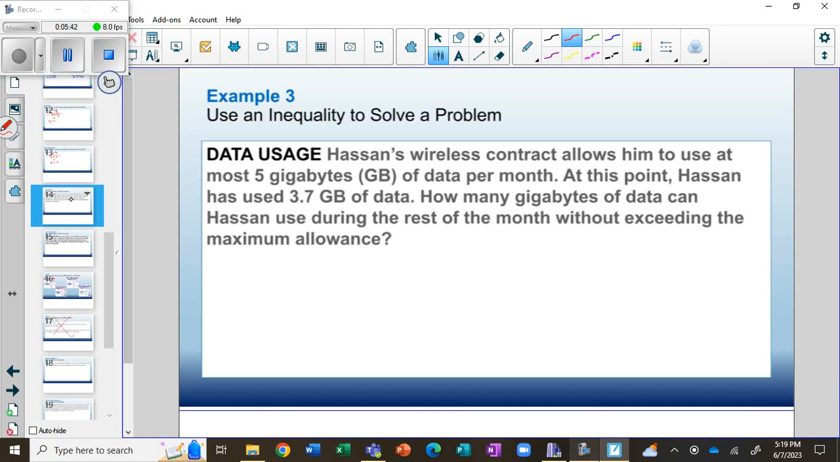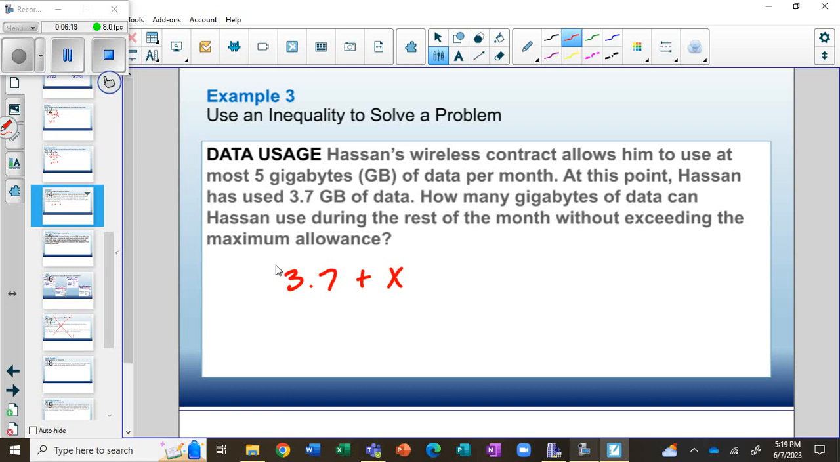Example 3, use word problem. So it says wireless contract allows you to use at most 5 gigabytes of data per month. At this point, Hassan has used 3.7 gigabytes of data. How many gigabytes of data can Hassan use during the rest of the month without exceeding the maximum allowance? So right now, he has used 3.7 gigabytes of data, plus we don't know how many more gigabytes of data. So I'm going to use a variable here. I'm going to use x.